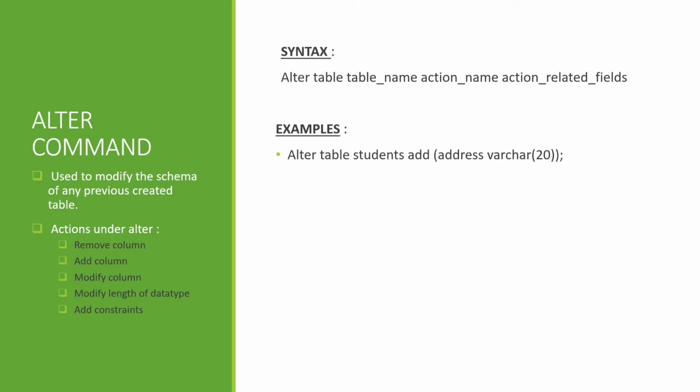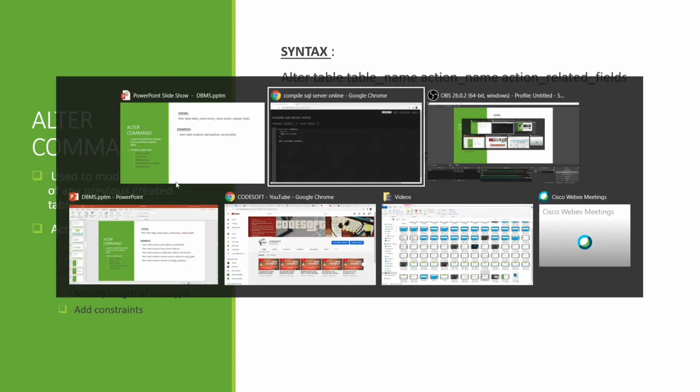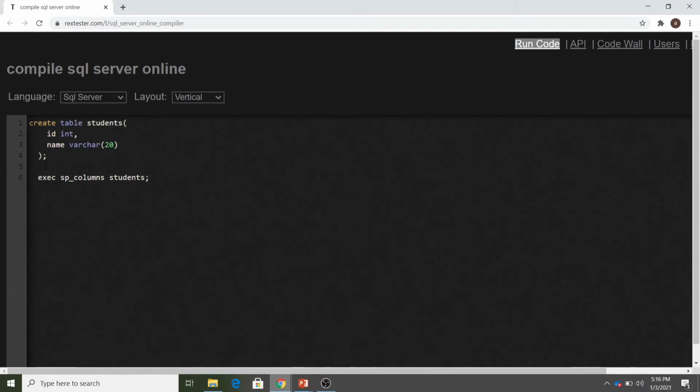So the first example is to add a particular column into our previously created table. It says alter table students, add address varchar 20. So add a field named address, which is a varchar type having 20 length. So let's execute this in our SQL server. We can just write it here: alter table students, add, and let's add a branch named field, and the data type will be varchar, and let's say the length is 20.